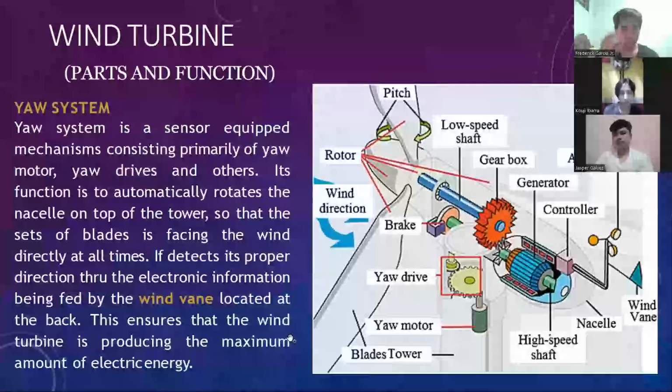Thank you. So now we have the yaw system. As I said before, it senses where the direction of the wind is coming from and makes the wind turbine turn into that direction, thus making it much more efficient, instead of, say, it being 60 degrees off from the direct wind direction.